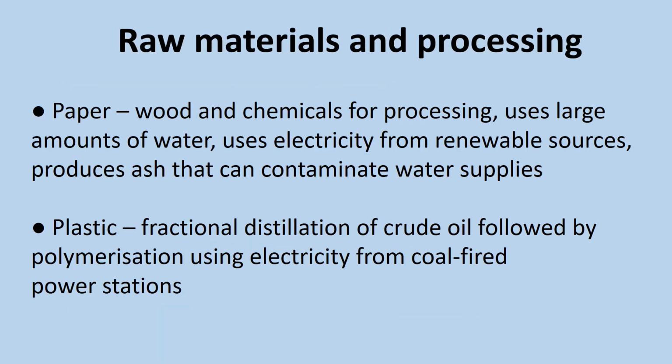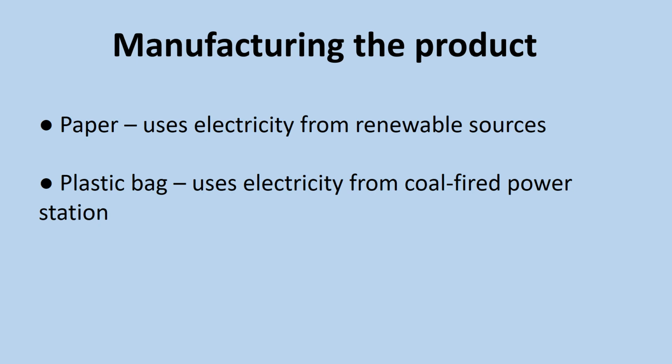Lots to think about. Raw materials and processing. Paper: wood and chemicals for processing, large amounts of water, electricity from renewable sources, but produces ash. Plastic: fractional distillation of crude oil, followed by polymerization using electricity from coal-fired power stations. Manufacturing: paper uses electricity from renewable sources, but plastic bag uses electricity from coal-fired power stations.